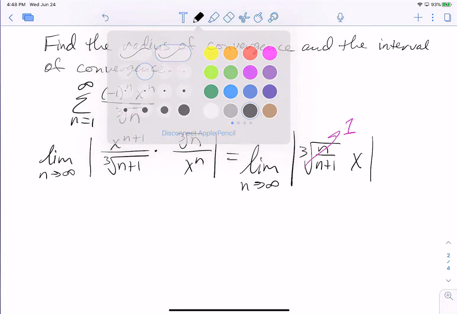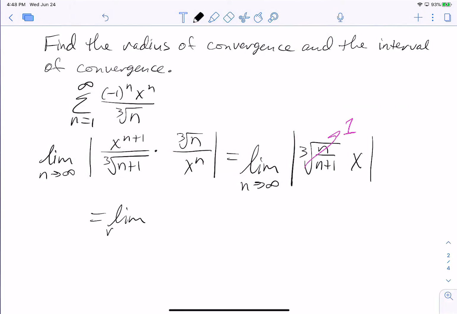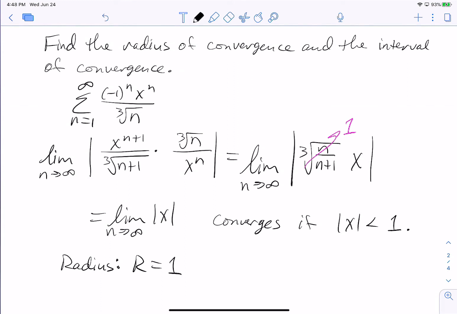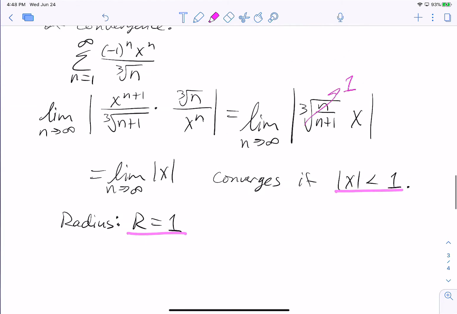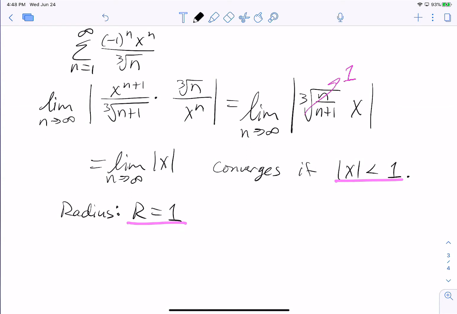And so this just becomes the limit as n approaches infinity of the absolute value of x, which converges if the absolute value of x is less than 1. That, folks, is the radius of convergence for this exercise. So for the radius, I'll say r is equal to 1. And I'm going to underline both of those statements, that the absolute value of x is less than 1 and that r equals 1, so that we don't accidentally lose them later, because we're not done yet.